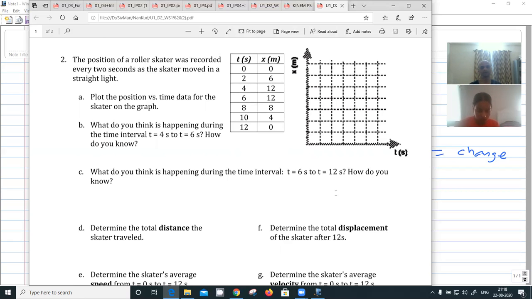Suppose from t equal to 2 seconds to 4 seconds, the displacement is 6 meters and the time is 2 seconds, delta t. So the average velocity is 6 by 2. It's the average between 2 seconds and 4 seconds. Average means you take a finite time interval. Within that time interval, you don't know how it is changing.